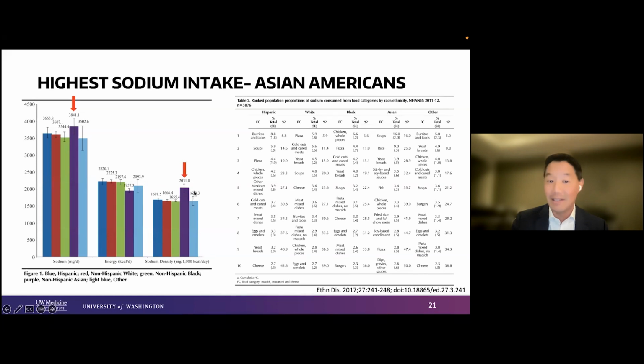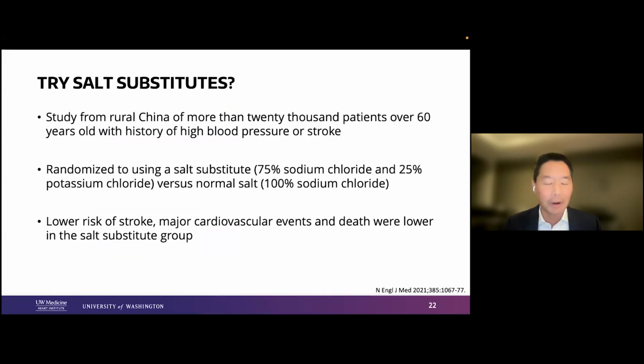And then when we look at sodium density, you also see that sodium density is the highest in purple among Asian Americans. And then when we look at what are the foods that we consume that contribute to all of this sodium, you can see that for Asians, it's soups, rice, breads, and stir fry and soy-based sauces. So opportunities for us as Asians to try to reduce our sodium intake is looking at these specific targeted food areas or categories to try to lower our consumption of sodium. And I was mentioning earlier, there is this study that was published last year, actually now 2 years ago, from rural China, where they looked at patients who had a history of stroke and high blood pressure.